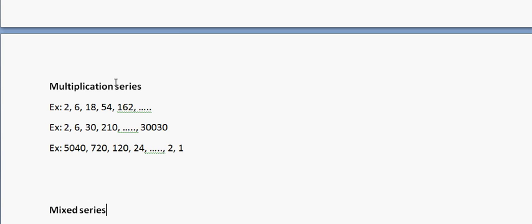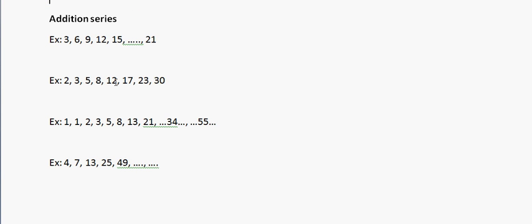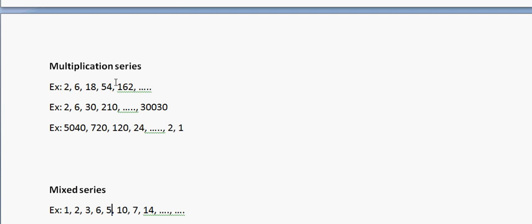Next is the multiplication series, right? So again there is a subtraction series as well, which is almost similar to the addition series, right? I hope that you would be able to do the questions on subtraction series similar to the addition series, right? So there would be a multiplication series, then a division series, which is almost the same thing, right? Because multiplication and division are almost the same functions, right?